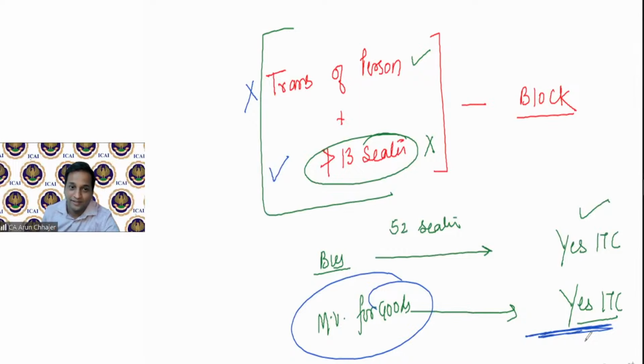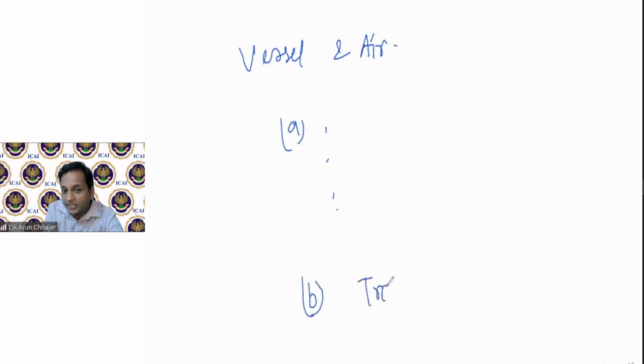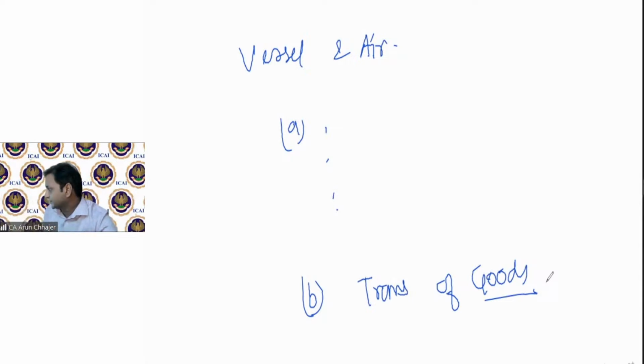Agree or not? If you go to section 17 subsection 5, it is clause A question. But if you go to the next clause, which is talking about the vessel and aircraft, you will find the same three exceptions, and in clause B they are using the transportation of goods. My dear friend, if any vehicle is used for the transportation of goods, it doesn't matter, ITC would always be available. It is never blocked. I hope it is clear.